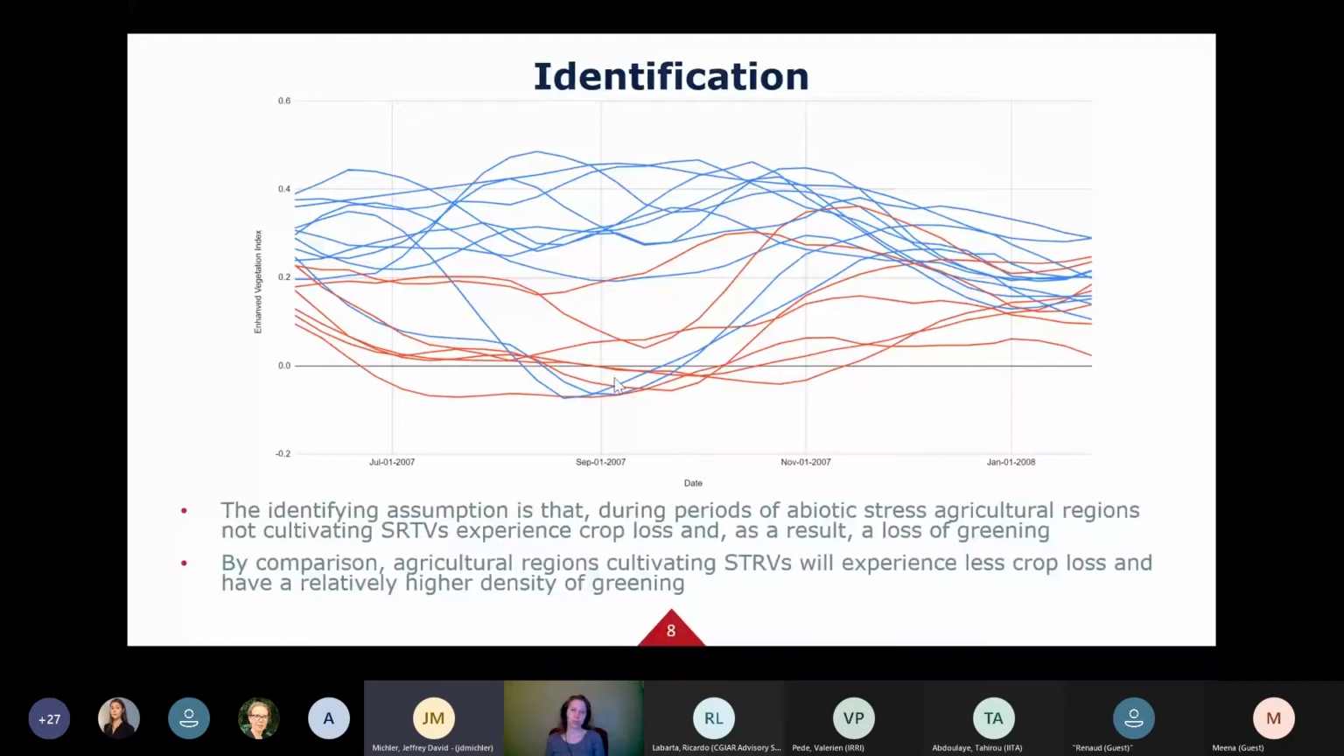And then the blue lines would be grid cells that are growing STRVs. And so it floods, but they don't respond. They survive the submergence and continue at high levels of NDVI. And then down here is when you begin to harvest. And so you should be able to pick up this difference in signal, especially if we can look back at grid cells prior to the introduction of STRVs. So this is kind of our identifying assumption for the EOI and in the proposal today.